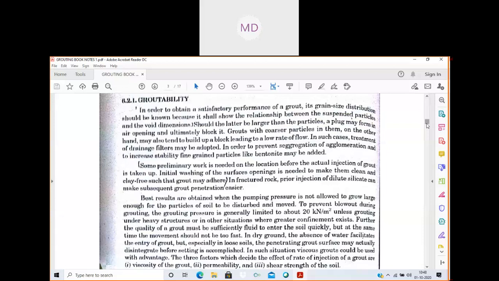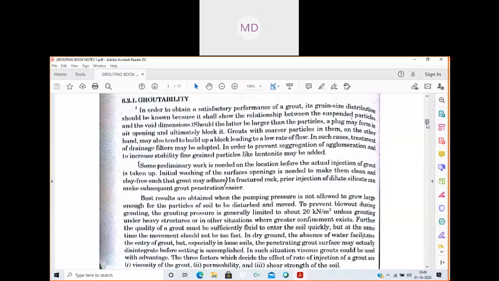If the dimension of the void is less and the grain size of the grout material is more, then obviously there will be a problem, a problem of blockage. The grout material will not be able to pass completely through the grout pipe and reach the required depth. So we should ensure that the grain size of the grout material is less than the void dimension. Void means the voids that are present in the soil.